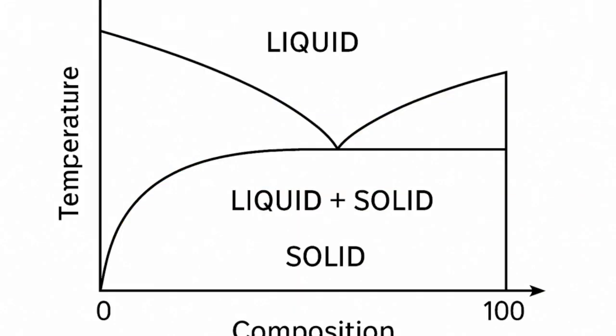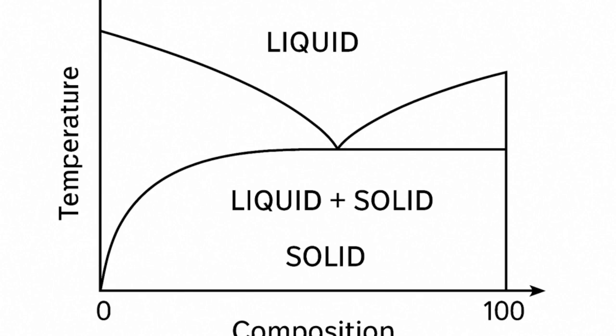Phase diagrams. To understand how alloys behave under different conditions, we turn to phase diagrams. These graphical representations are indispensable tools for materials scientists and engineers. A phase diagram illustrates the relationships between temperature, composition, and the phases present in an alloy system under equilibrium conditions. They allow us to predict what phases will form and in what proportions as an alloy cools or heats up, or as its composition changes.